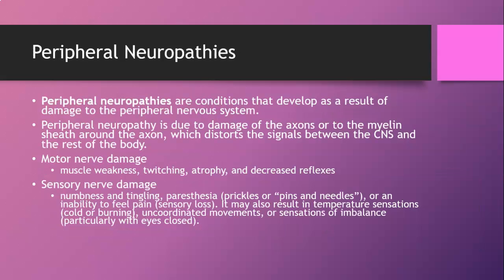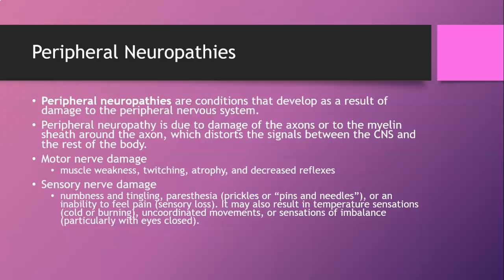So peripheral neuropathies is the next one. So peripheral neuropathies are conditions that develop as a result of damage to the peripheral nervous system. They're due to damage of the axons or the myelin sheath around the axon. It distorts the signals between the central nervous system and the rest of the body.